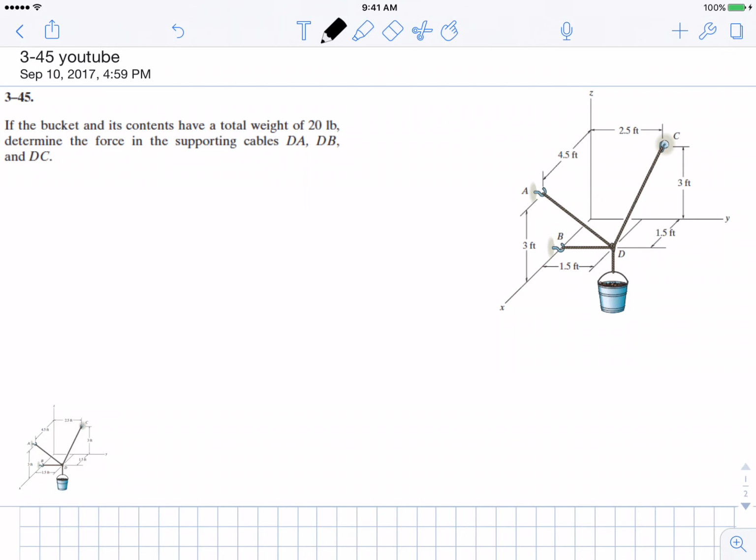So what we have is a bucket that weighs 20 pounds. That's our given load. And we've been asked to find the force in these cables, DA, DB, and DC.